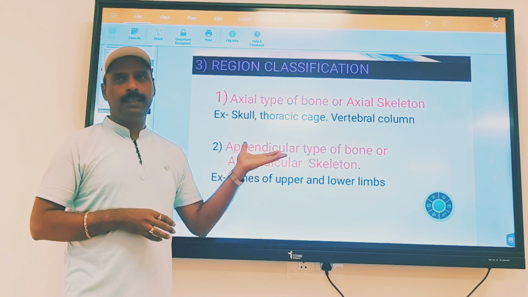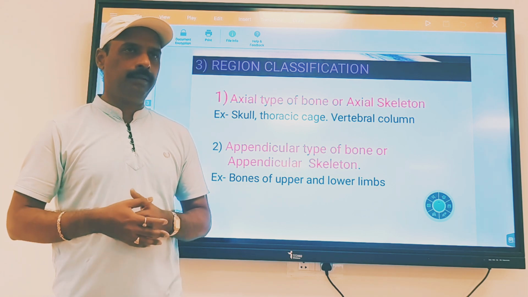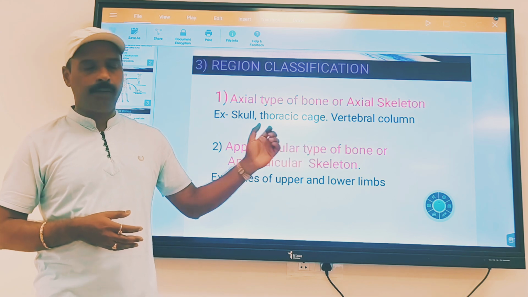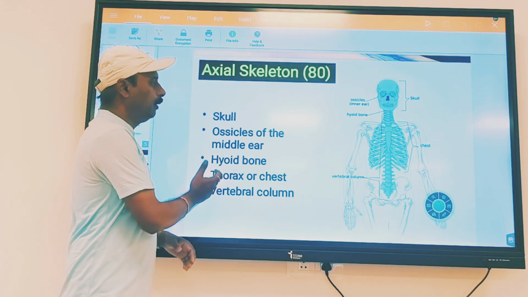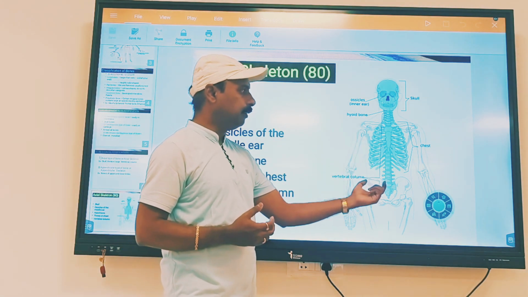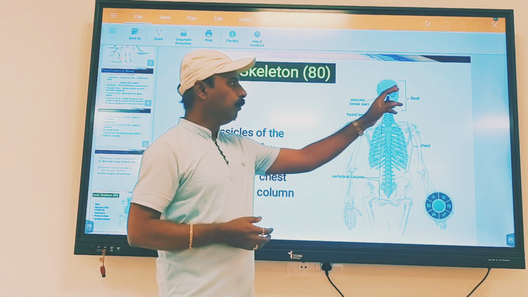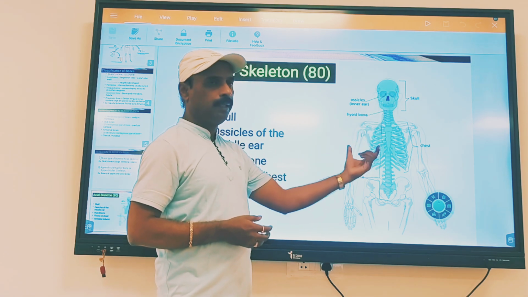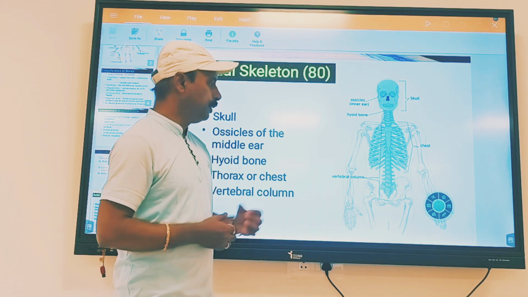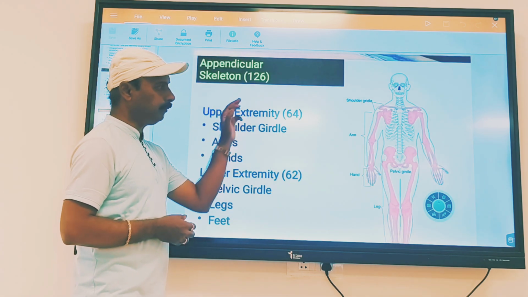This is very easy because it is already asked in NEET and other 12th standard questions, so you have to deal with it properly. Next, you can see all the bones which are on the central axis. We get the skull, vertebral column, sternum, and ribs. All of these will be the axial skeleton. So these are the bones forming the axial skeleton.